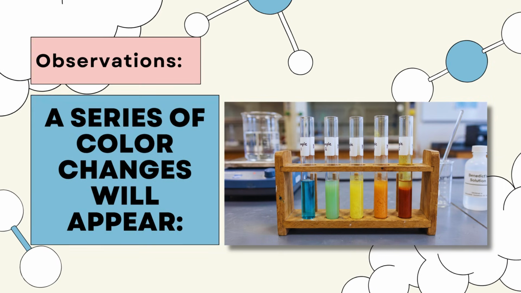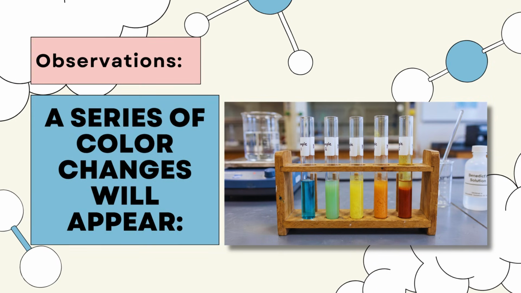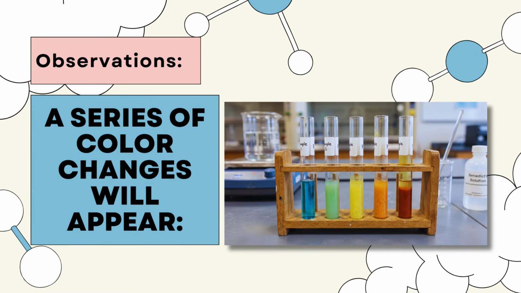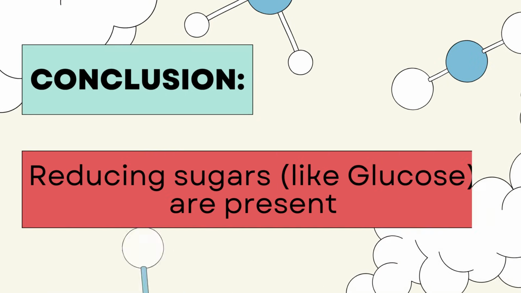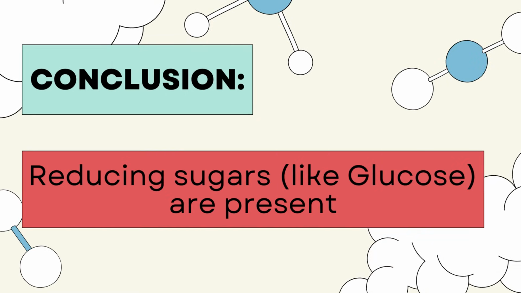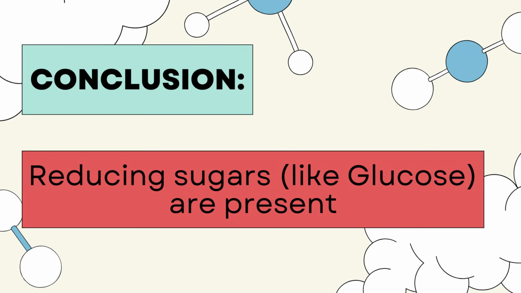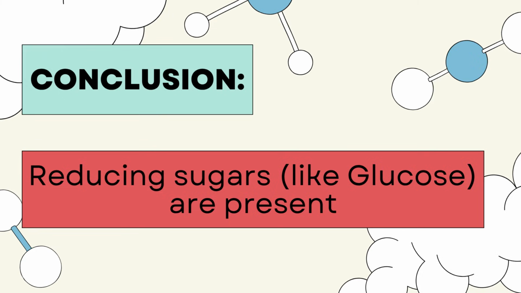Observations. As it heats, a distinct series of color changes will appear. The solution shifts from its original blue to green, then to a green-yellow, turns orange, and finally settles into a thick brick-red precipitate. Conclusion. This final brick-red color is the ultimate chemical proof we are looking for. Our conclusion is that reducing sugars, like glucose, are indeed present in the sample.